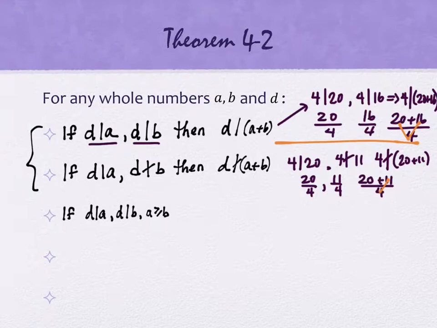Okay, so what we're going to do is the same thing that we just did with addition, but we're going to do it with subtraction. So then D will divide A minus B. And right there you can see why we wanted A to be bigger, because then A minus B would be a positive number.